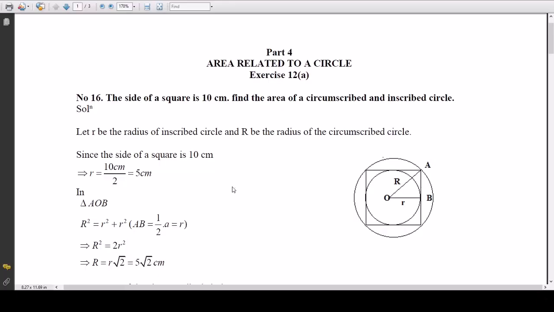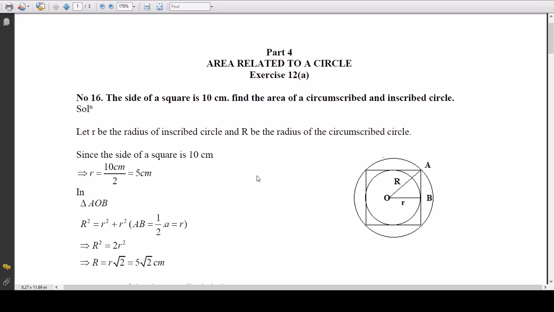Okay, welcome student. Now we'll discuss part 4 of this chapter 12, which is on the area related to a circle. Here we'll be doing problem number 16. The side of a square is 10 centimeter. Find the area of a circumscribed and the inscribed circle.